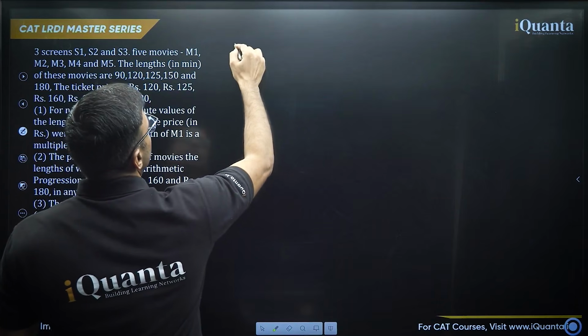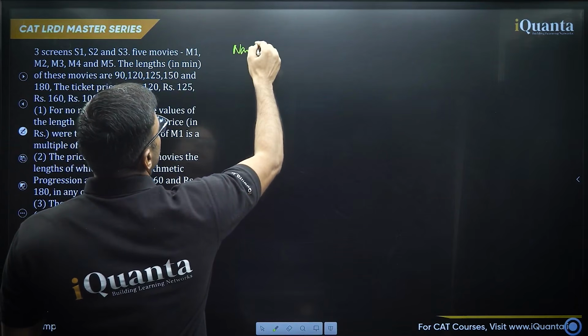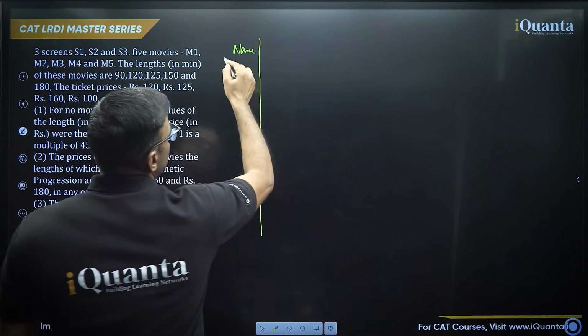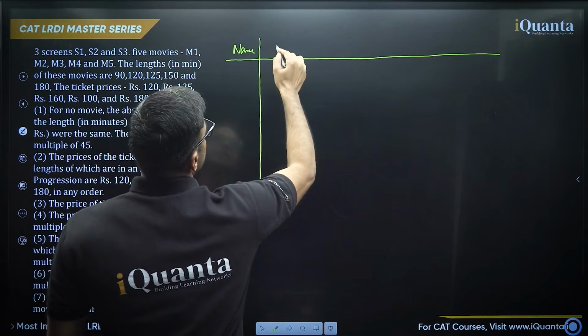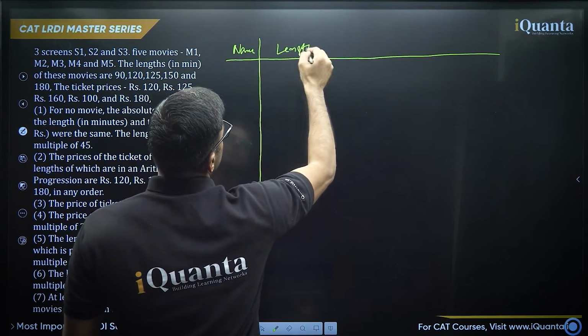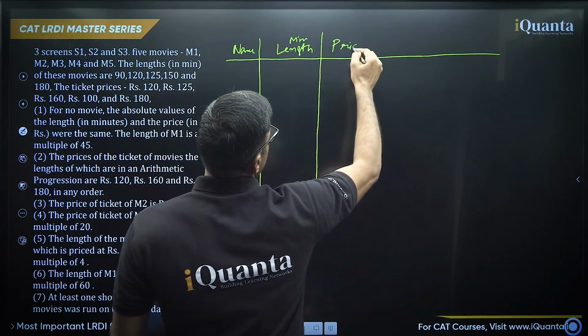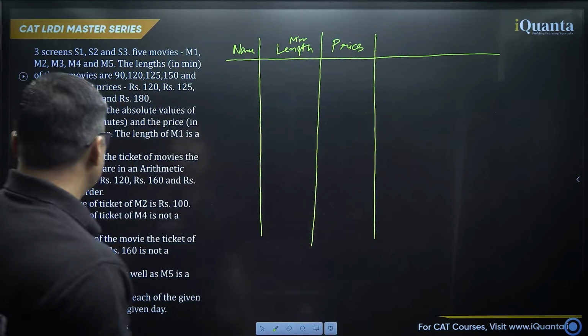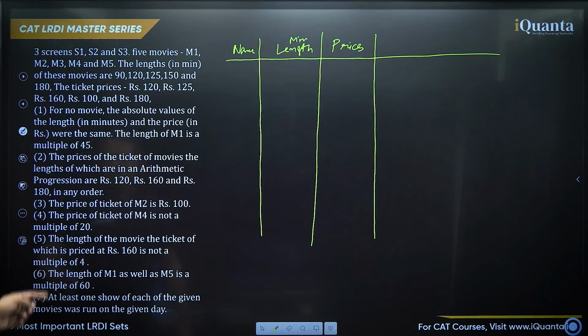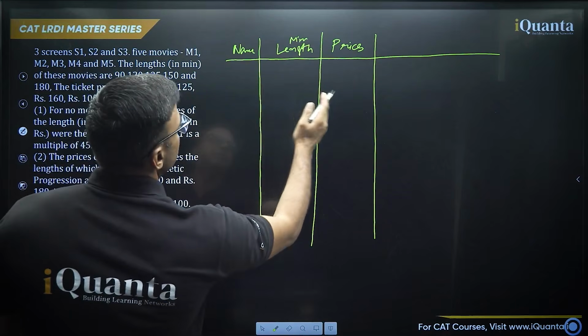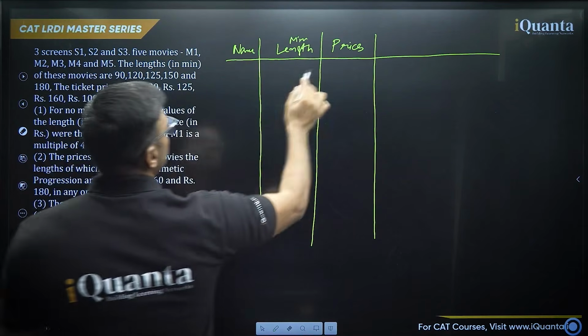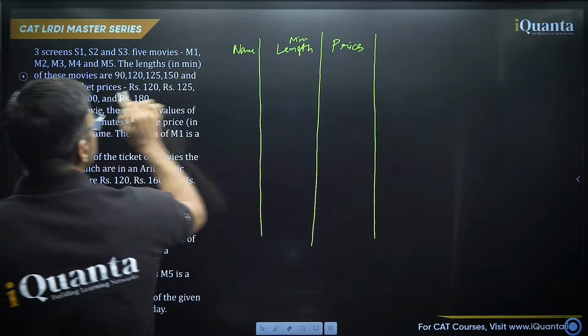So I'm taking the name of the movie, let's say like this, okay. Then I'm taking the length in minutes. Then I'm taking the prices. Okay, is there any mention of the screen? Oh, there is no mention of screen. If you have read the entire question, you would see that there is no mention of screen. So we only have 3 variables, name, length, prices. Fantastic. Okay, so I'll just shorten that line.